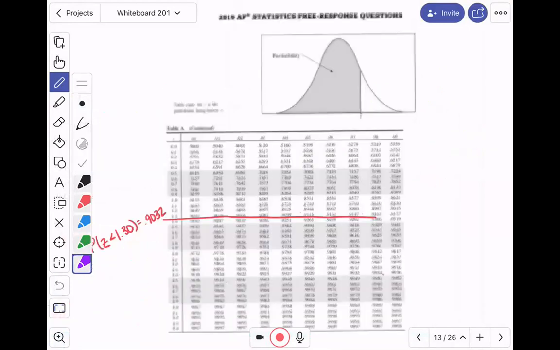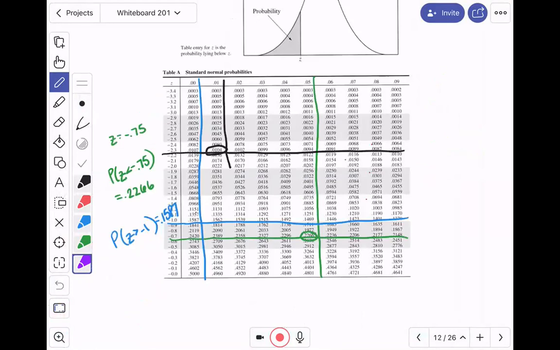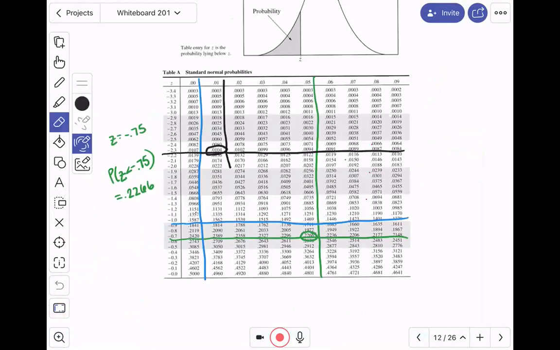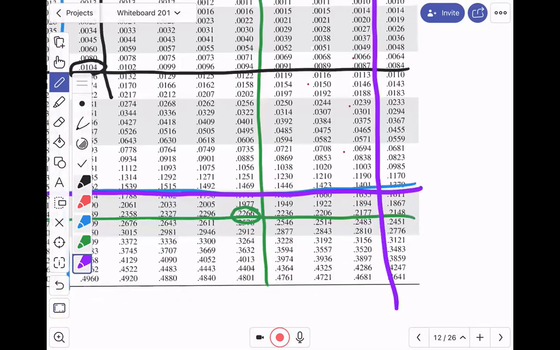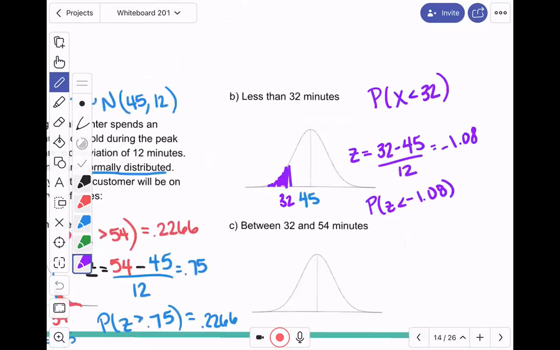So I go to my chart. Look at negative 1.08. We are first right here at negative 1.0, and we need to come over here to the 8. It looks like that's equal to 0.1401. It's equal to 0.1401 using the chart and the z-scores.